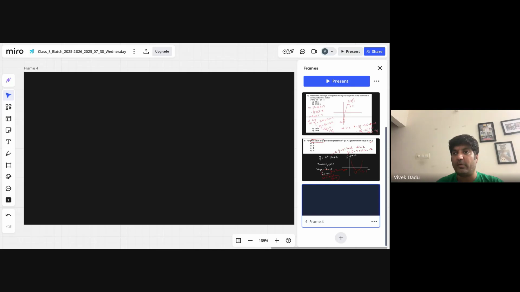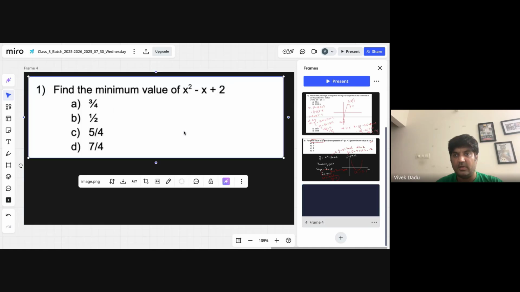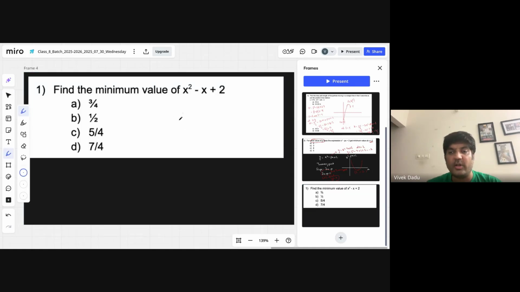Bhavya, if you follow the process, it won't be that hard. It's easy. So how do we go about it? We write it as y equal to x square minus x plus 2. Then we plot a y versus x graph. Now, how does that graph look at x equal to 0? Y is equal to 2. So 0 comma 2 here.